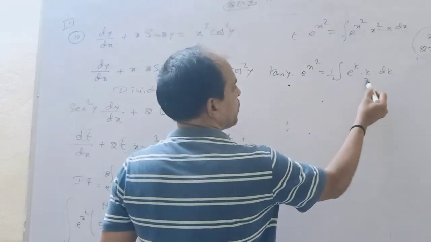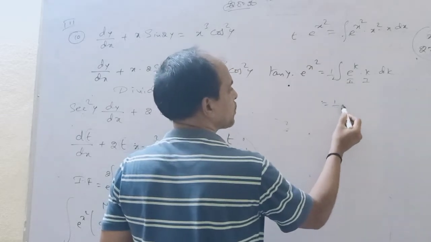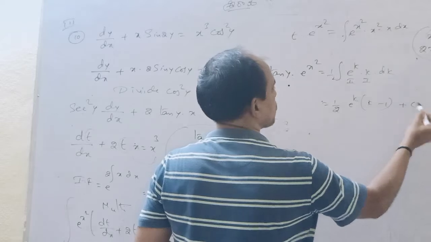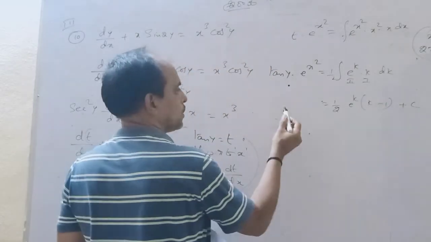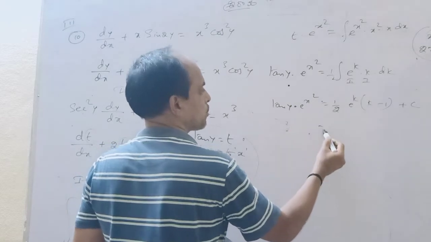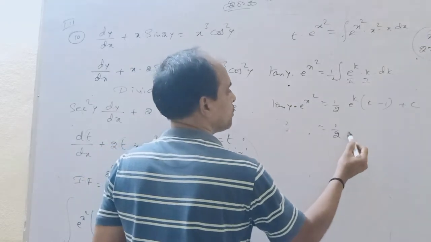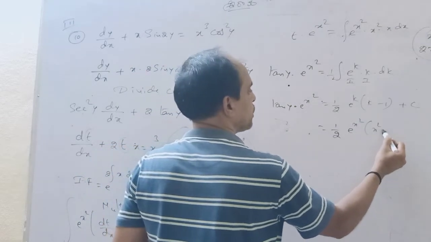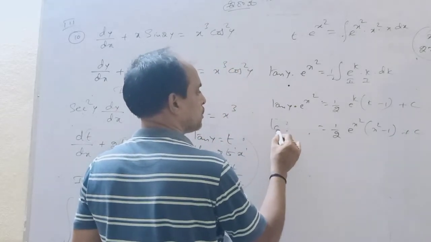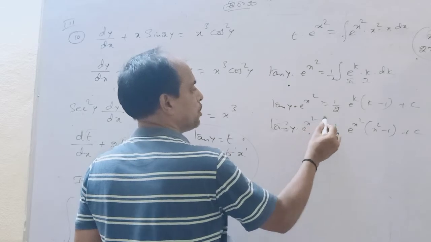Now by parts, first function into second function. Half into e power k into k minus 1 plus c, that is tan y into e to the power of x square, that is half into e to the power of x square into x square minus 1 plus c. This is all equal to tan y into e power x square.